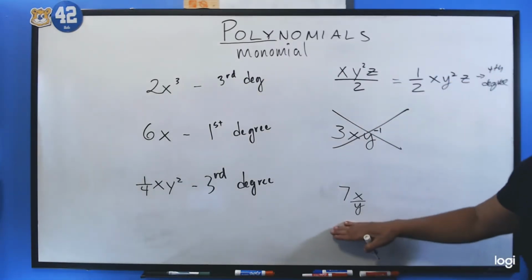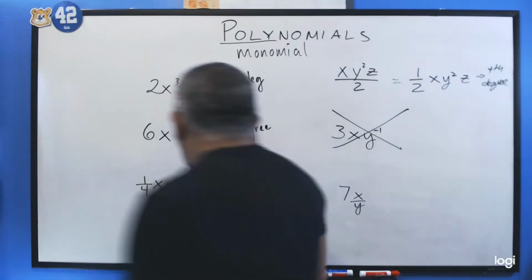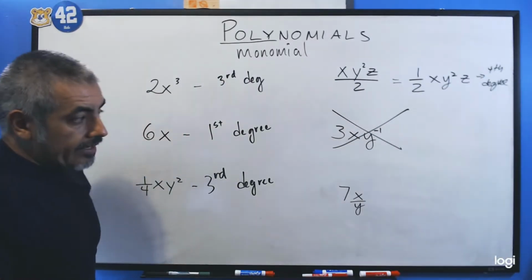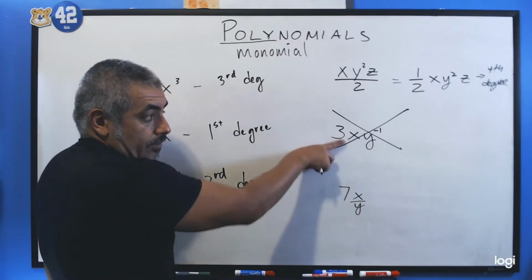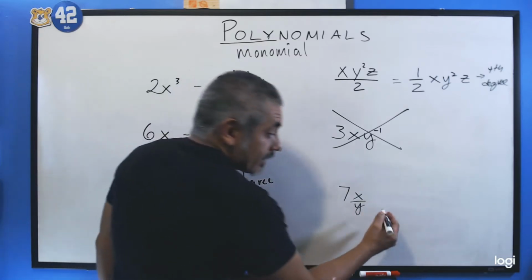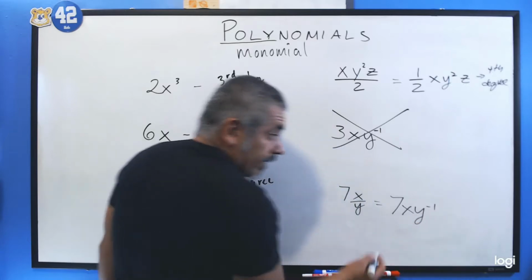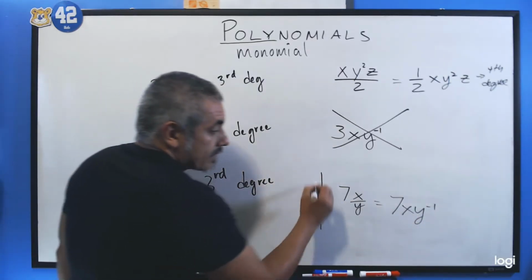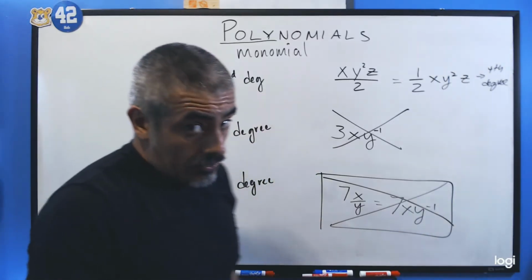Now here we have another one of those particular situations in which there is a division, and now you're going to see why this is not allowed. Here we have the exact same situation we have here. This y is actually a y to the negative 1. This is like saying 7xy to the negative 1, and there you go. That breaks down, and it is no longer considered a monomial.